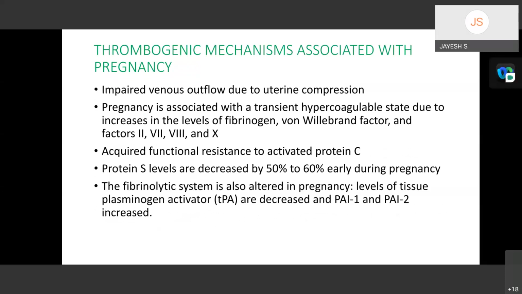Pregnancy is associated with a hypercoagulable state with increase in different factors, including fibrinogen, von Willebrand factor, and factors 2, 7, 8, and 10. There may be an acquired functional resistance to activated protein C. Protein S levels also decrease by 50 to 60% during pregnancy. And the fibrinolytic system is also altered. Levels of tissue plasminogen activator are decreased, and plasminogen activator inhibitor 1 and 2 are increased.